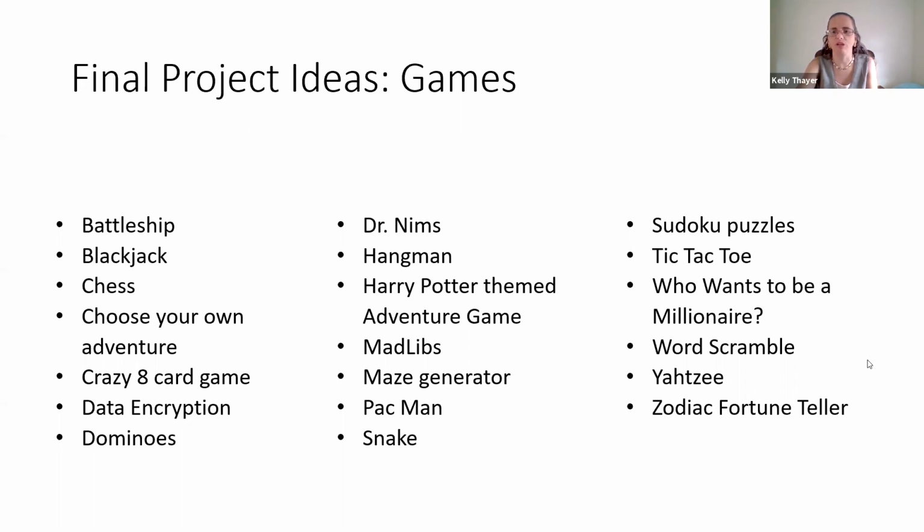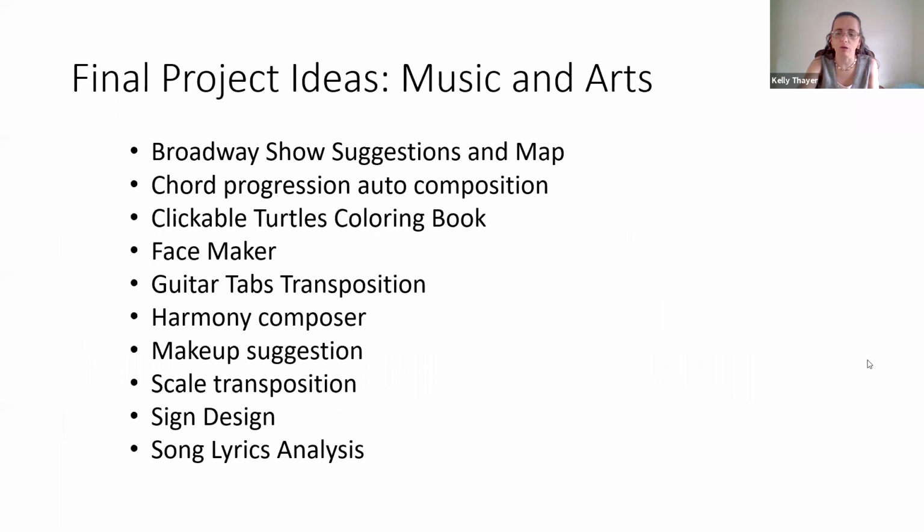Who Wants to Be a Millionaire has been done a couple of times. Word Scramble, where you get some letters and the player has to guess some words, and the computer works out how many possible solutions there are. We had Yahtzee. We've had all kinds of different fortune tellers and that sort of thing. So that's some of the games that people sometimes enjoy. Think about what games you might have enjoyed playing as a child that might inspire you for something that you might want to do.